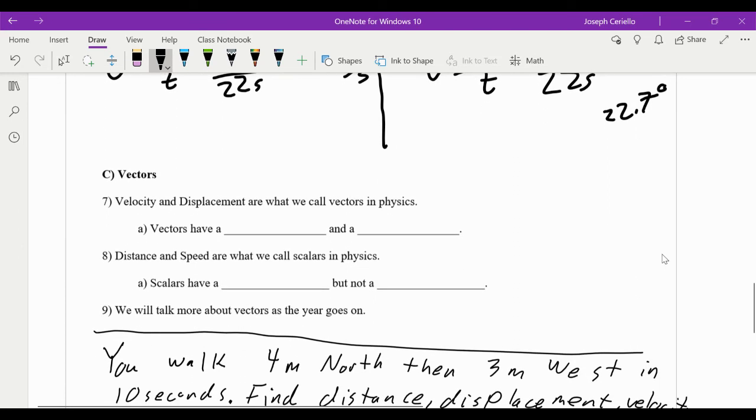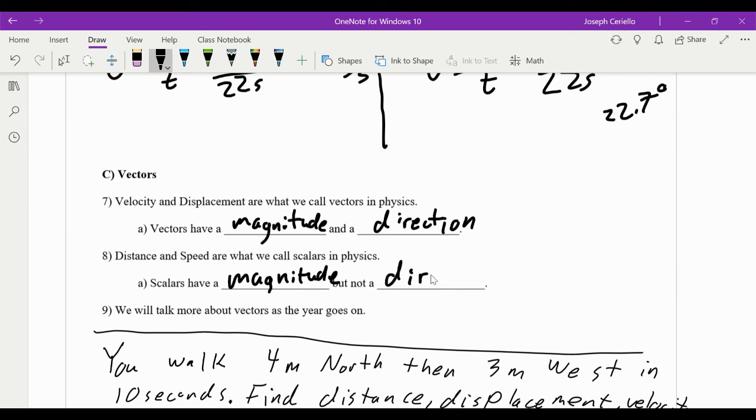So we're going to start talking about vectors soon. So velocity and displacement are what we call vectors in physics. They have a magnitude and a direction. So they can be drawn using arrows. We'll get to that in later classes. Distance and speed are what we call scalars. They have a magnitude, but they don't have a direction. You can't really depict them simply by using arrows, okay? But we're going to talk a lot about vectors as the year goes on. We're going to kind of sprinkle it in here and there. We'll talk about it a lot at the beginning of the year, not as much as at the end.